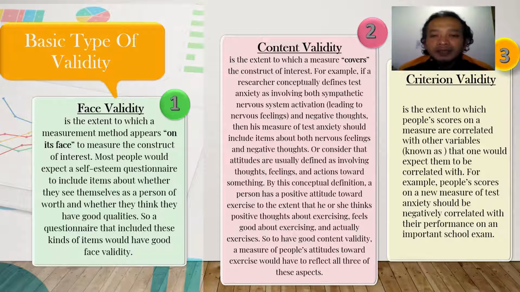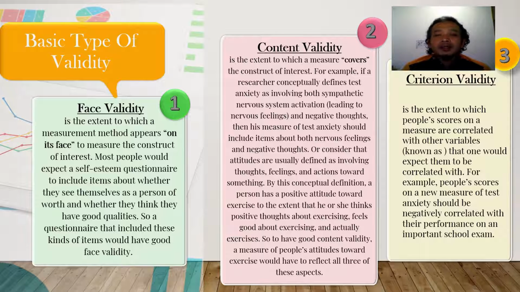By the conceptual definition, a person has a positive attitude toward exercise to the extent that he or she thinks positive thoughts about exercising, feels good about exercising, and actually exercises. So, to have good content validity, a measure of people's attitudes toward exercise will have to reflect all three of these aspects.